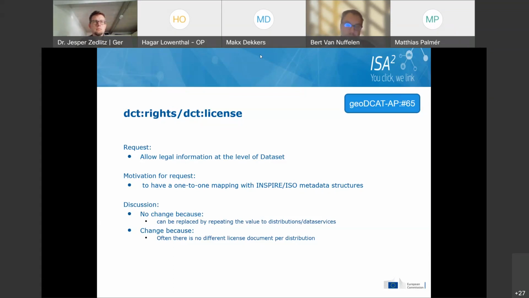So can I then conclude that we're in agreement with the proposal to not change? I think it should still be allowed, but it would still need to be on the distribution as well. Yes, okay. Good. Then I can answer this topic in this issue and relate that.